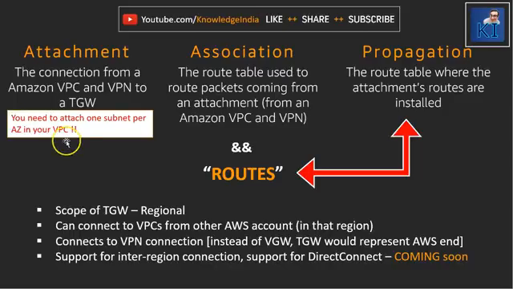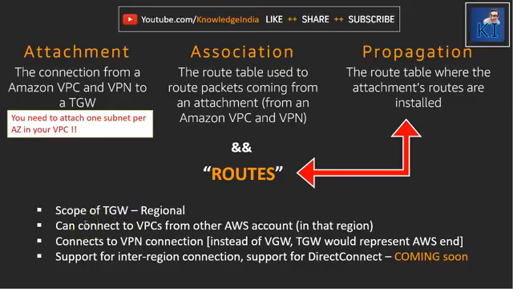That's why we were saying that you need to create one attachment per availability zone, right? Suppose your VPC is using two availability zones, then you need to choose one subnet per availability zone, right? So we will show this more in the demo.